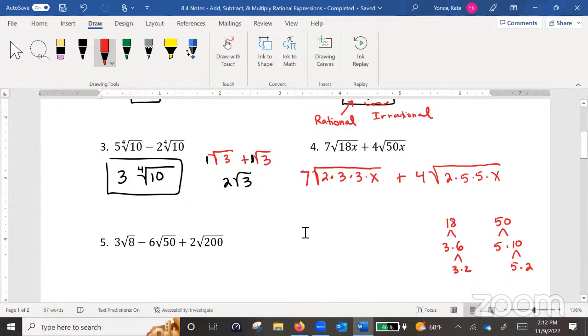All right, what can we do in the first radical? It's a square root, right? So we're going to circle anything we see 2 of. And what about this x? How do we know if it can come out or not? We talked about this the other day.